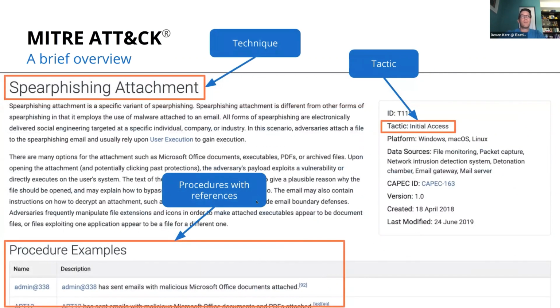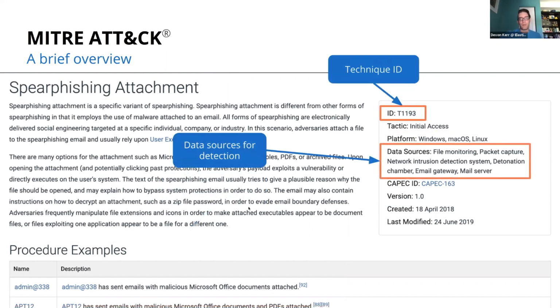If we dig in a little bit deeper, looking at one specific technique like spear phishing attachment, you can kind of see how they're organized. You've got very clear technique and tactic associations. You've got affected platforms and this really wonderful section on procedural examples. So think of these as real world applications that are relevant to that technique. And like all other indicators, shelf life may be very, very, very short.